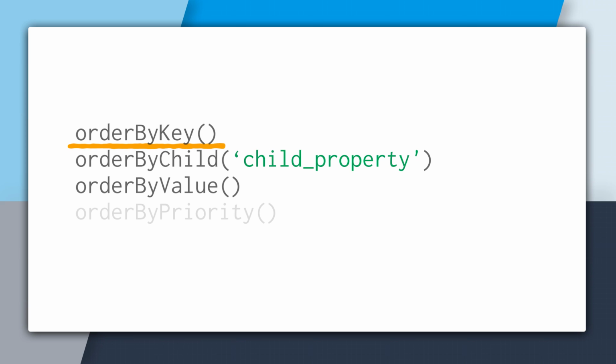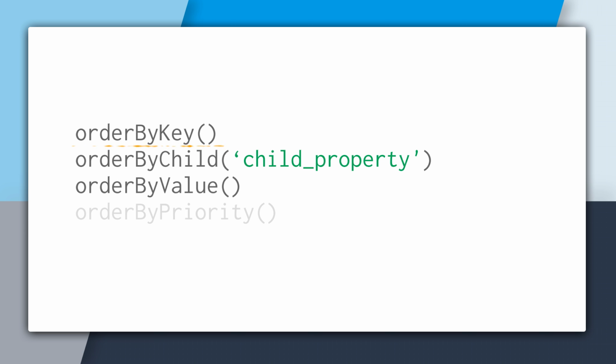And there are actually four different ordering functions that you can use. The first is order by key. Using order by key allows you to query based upon the child keys, which are always string-based. And you've seen in the previous videos that these child keys are similar to primary keys in SQL databases. And you would use order by key if you're doing any limiting or if you're doing some basic paging.